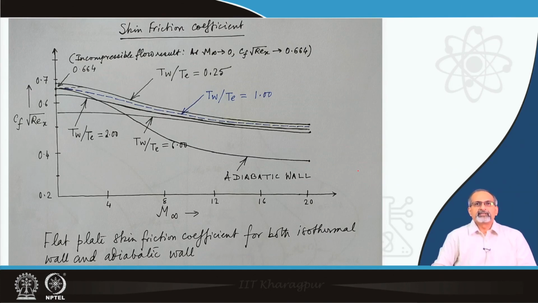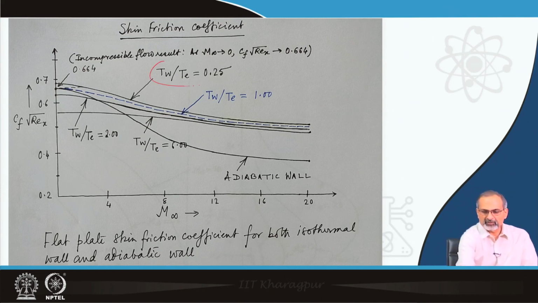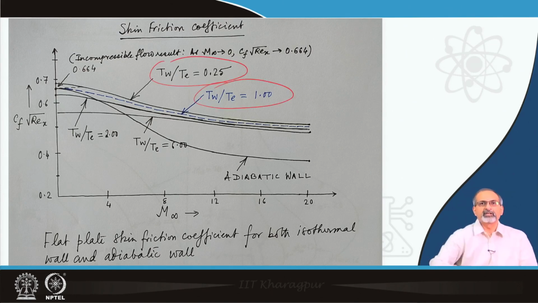We could get the skin friction coefficient distribution for a range of Mach numbers for different conditions of temperature ratio between the wall and the free stream, and we also had a comparison with the adiabatic wall case.